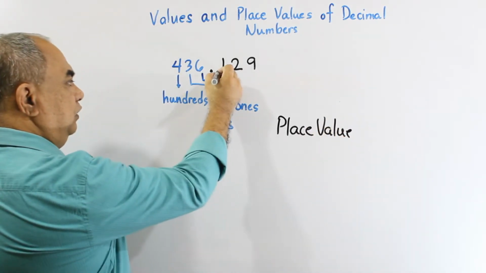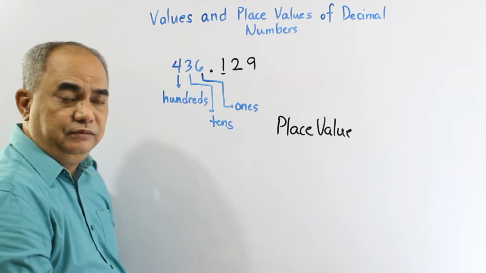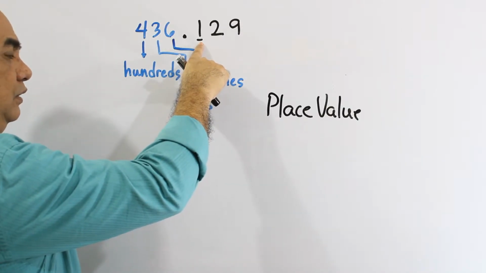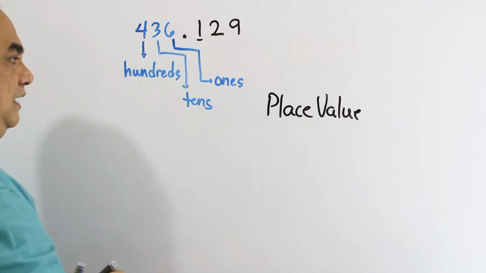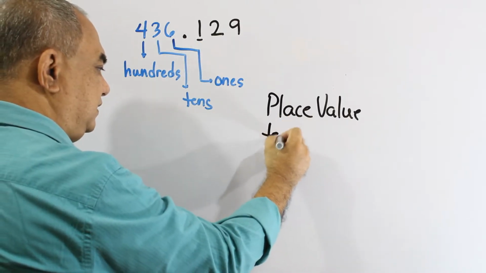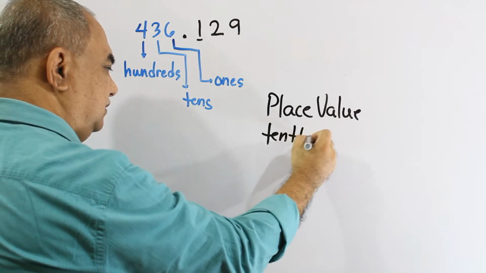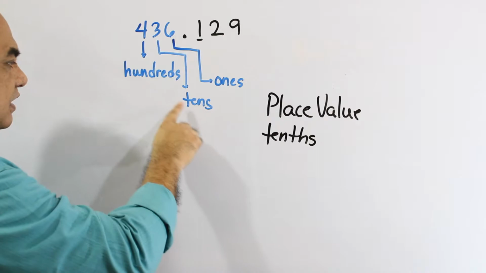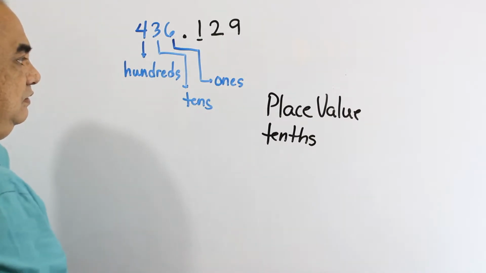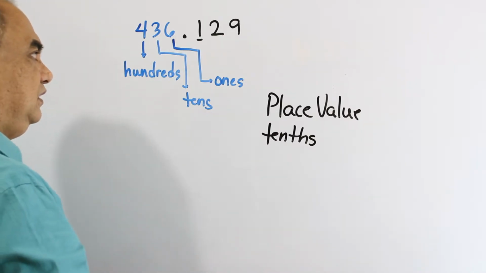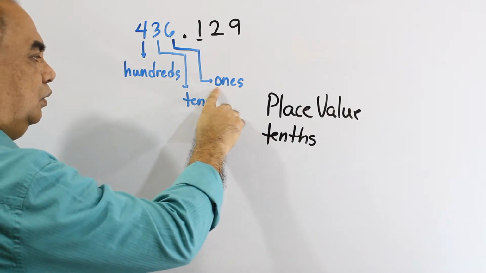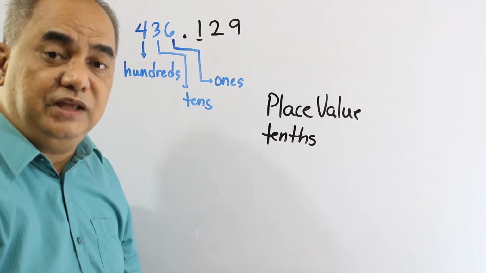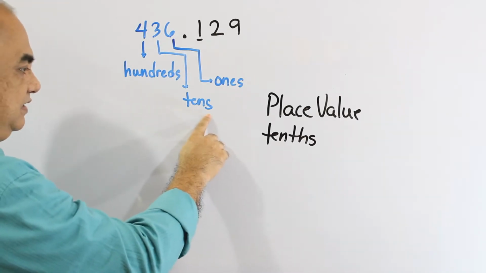The place value of the digit 1 here, just after the decimal point, has a place value of tens. As I said a while ago, this is the reason why I mentioned these three place values here. But you will notice, we do not consider ones because there's no such thing as ones place value for decimals. We start with tens.